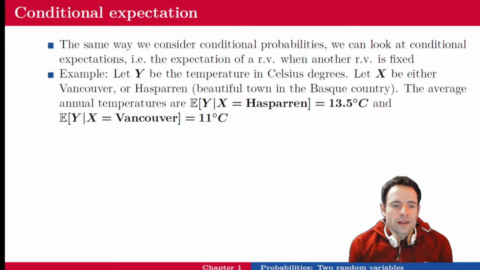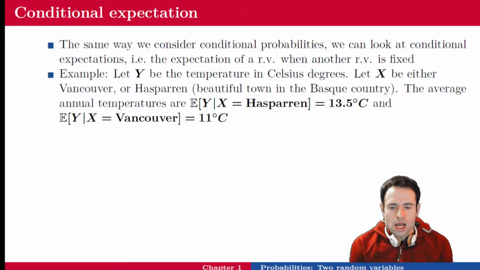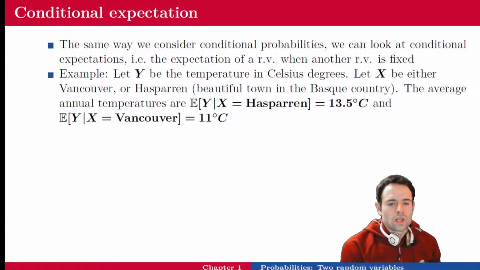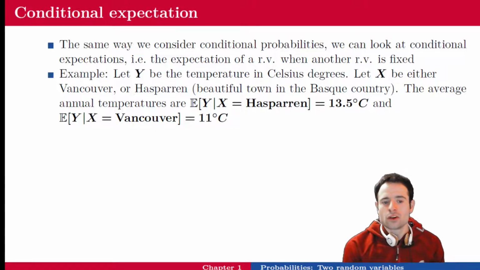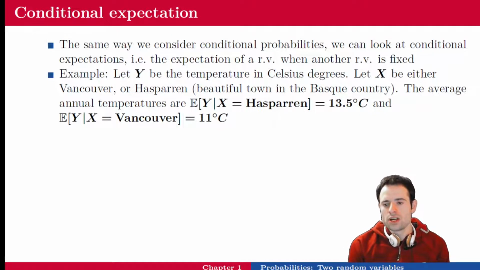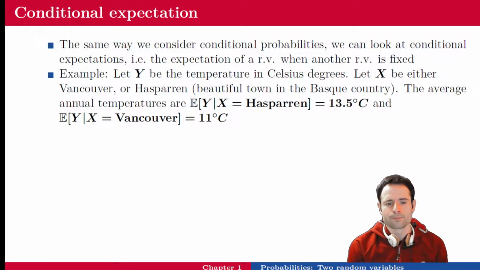So X could be 1 if it's Vancouver and 0 if it's Asparin. It doesn't really matter. Now, I found these numbers somewhere on Google, I think, and I found that the average temperature in a year in Asparin is 13.5 degrees and in Vancouver is around 11 degrees. It's particularly hot in the summer. It's a bit hotter than Vancouver, maybe 4 more degrees on average. And it's around the same cold in the winter.